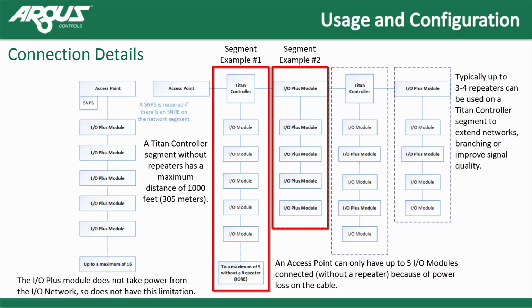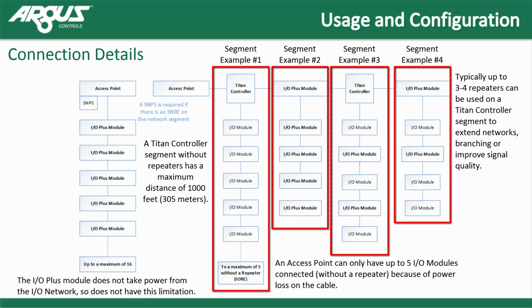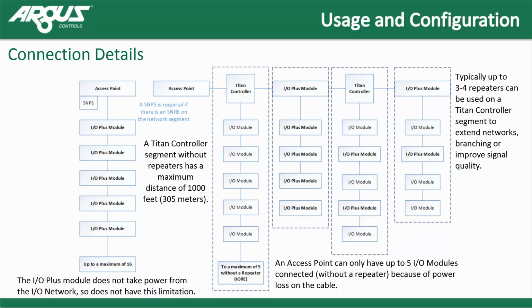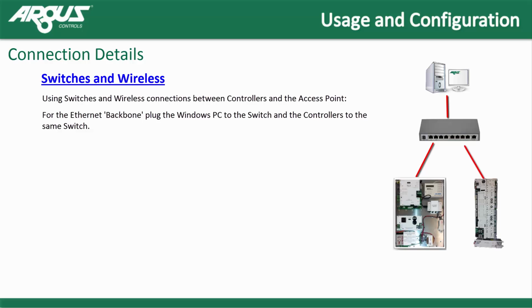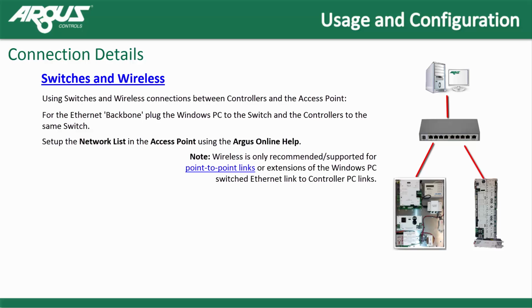Typically, up to 3 or 4 repeaters can be used on a Titan controller segment to extend networks, branching, or improve signal quality. Using switches and wireless connections between controllers and the access point. For the Ethernet backbone, simply plug in the Windows PC to the switch and the controllers to the same switch. Set up the network list in the access point as per the online help and you're done. Wireless is only recommended for point-to-point links or extensions of the Windows PC switched Ethernet link to controller PC links.